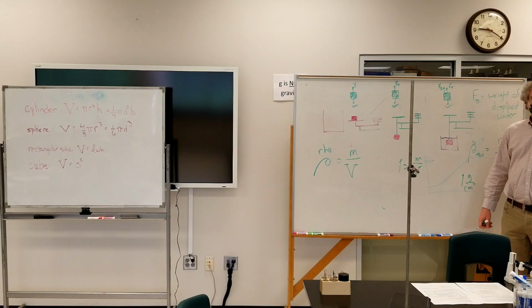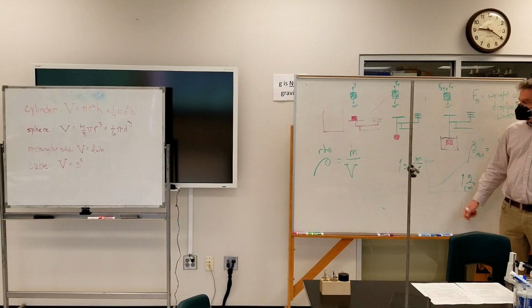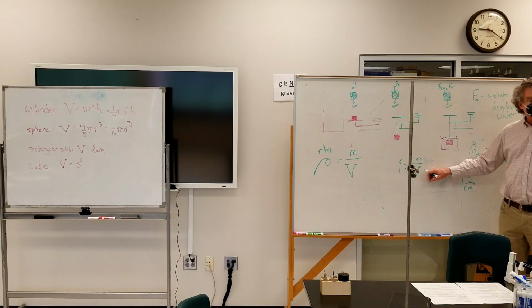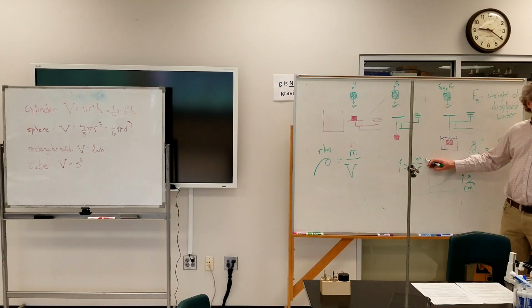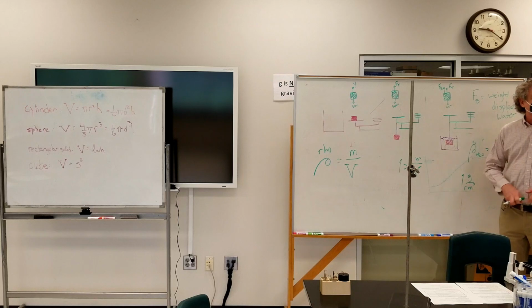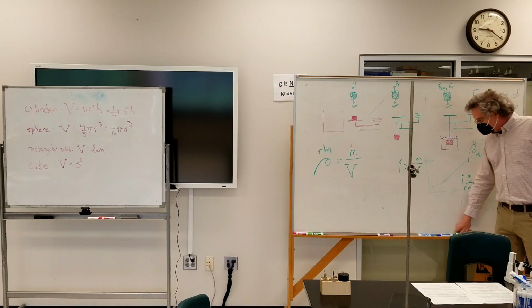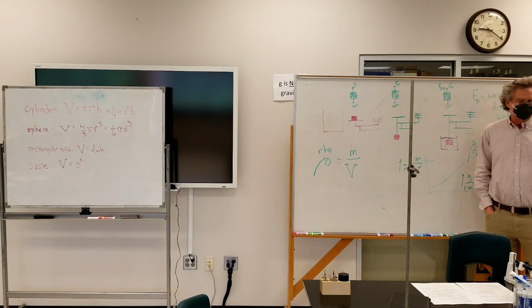Other than units, what's the relationship between mass and volume? If mass is 4 grams, what's the volume? Is it just a 1-to-1 ratio? It is a 1-to-1 ratio, so if that's 4, it has to be 4. If that's 4 grams, that's 4 cubic centimeters.